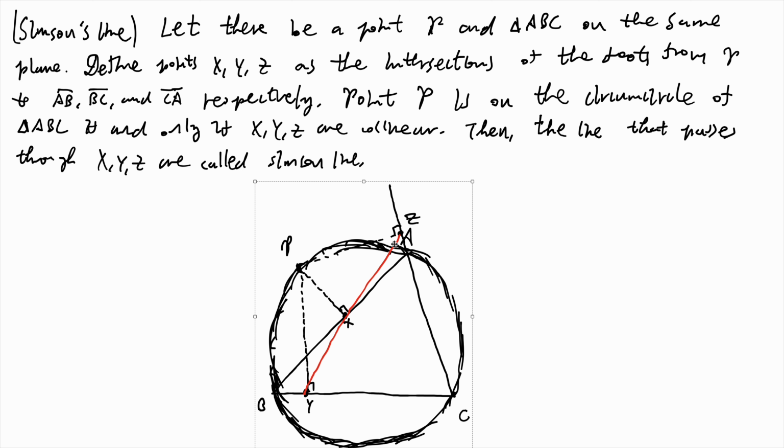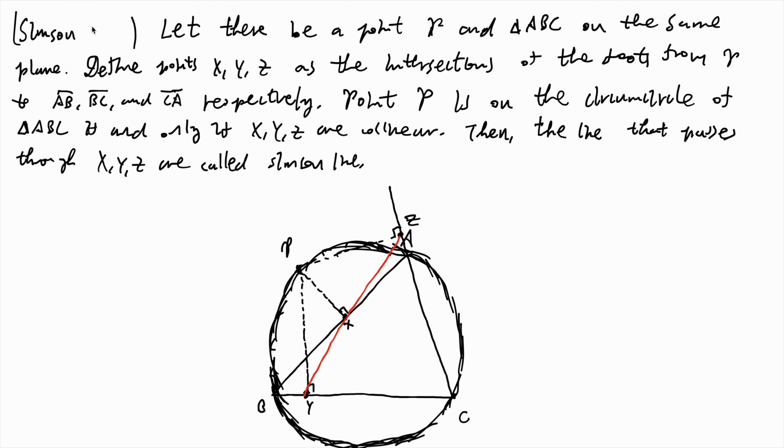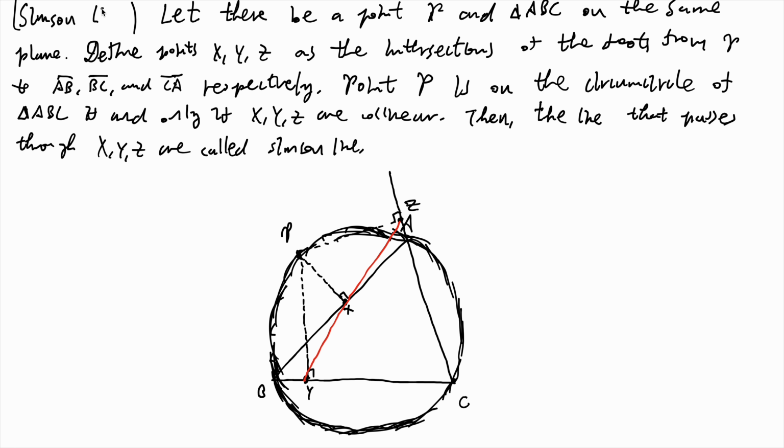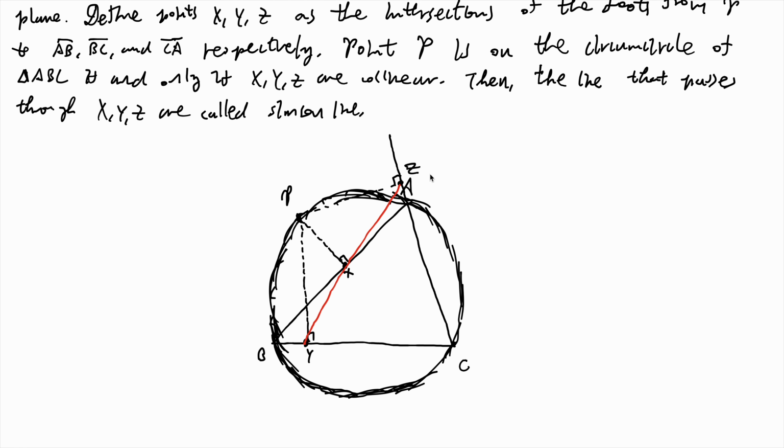So what we're going to prove here, this is a definition of Simpson's line, and what we're going to prove here is the fact that the point P is on the circumcircle of triangle ABC if and only if the points X, Y, Z are collinear. So that's the statement that we're going to prove right now.